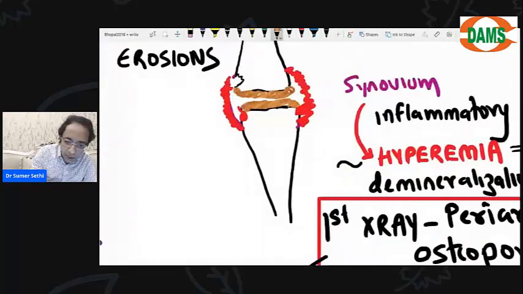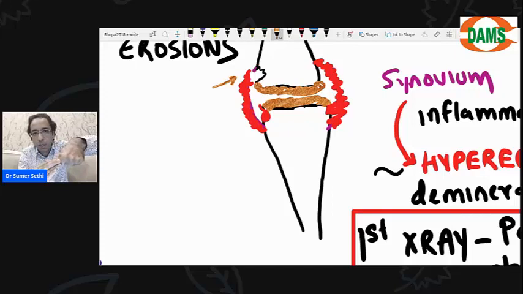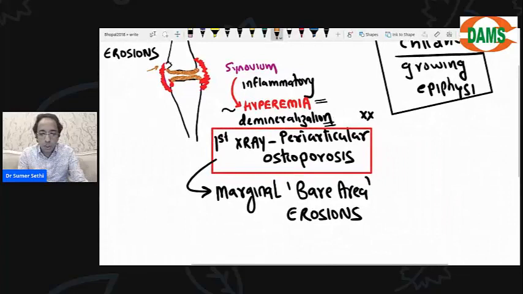Now, what do we mean by bare area? Bare area means that if this is the cartilage, so your joint is covered by cartilage, which is giving some protective effect. But at the margin of the joint, there is a part which is within the joint but not covered by cartilage, so we'll call it bare area. That is where the erosions in rheumatoid arthritis are seen first.